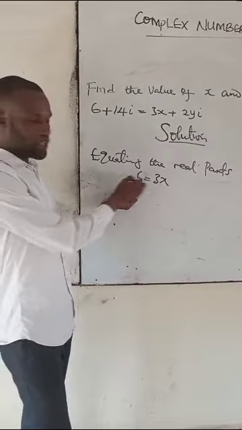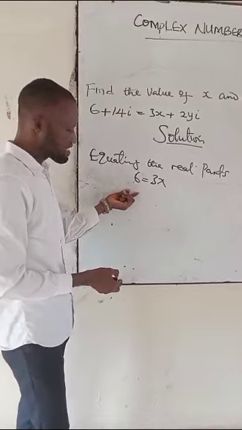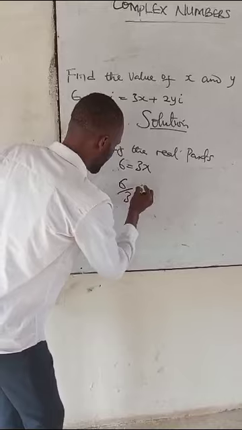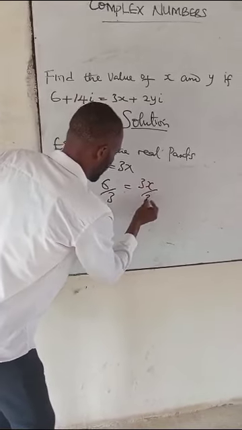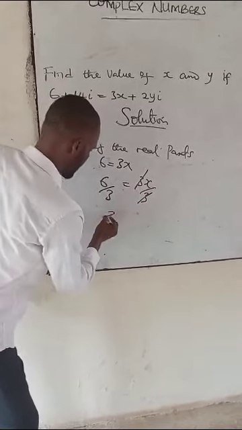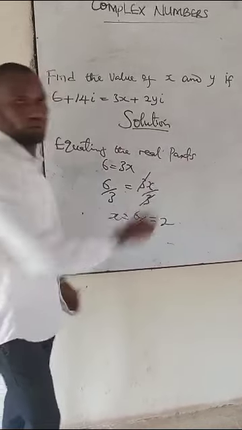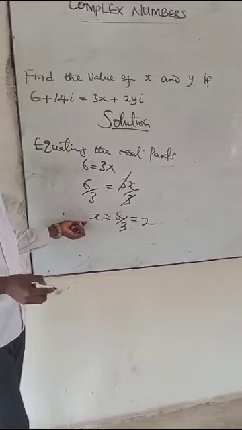We now divide both sides of this equation with the coefficient of x, which is 3. So that we are going to have 6 divided by 3 equal to 3x divided by 3. 3 cancels 3, x becomes equal to 6 all over 3, which is equal to 2. So our x is equal to 2.